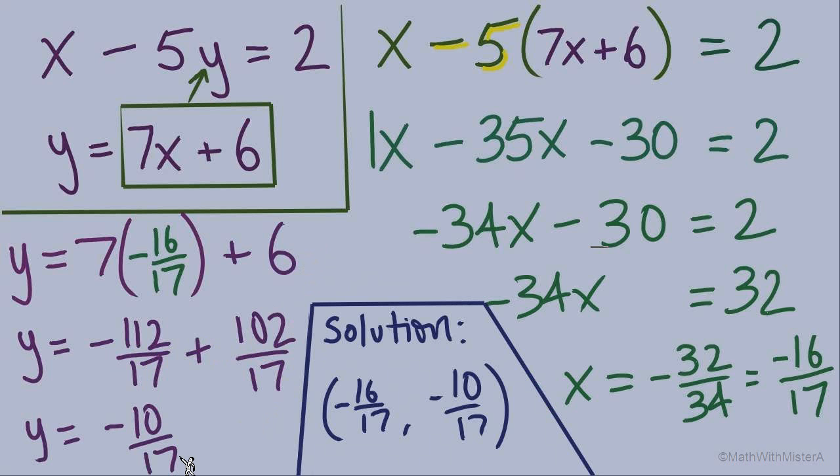Let's write our ordered pair here. Negative 16 seventeenths and negative 10 seventeenths. There's our value for x and y. They are the solutions to this system of equations.